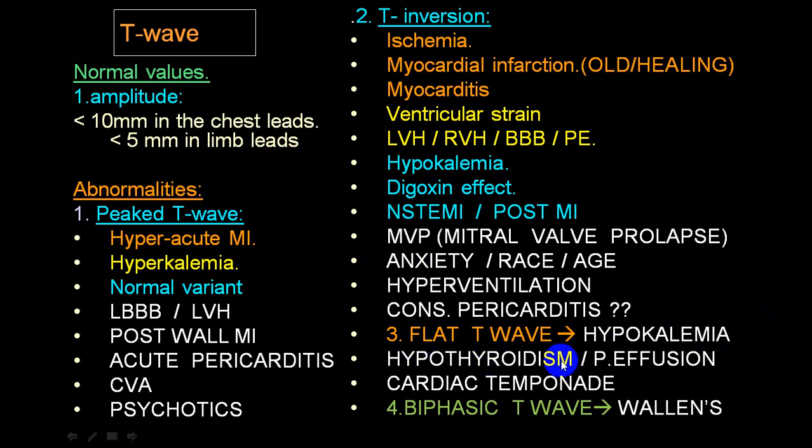In hypothyroidism, pericardial effusion, cardiac tamponade, in these conditions, you will have a low voltage, you might see electrical alternans, and you will see also T wave changes.